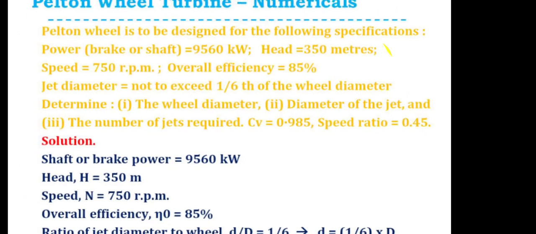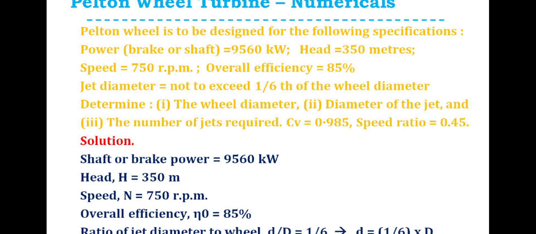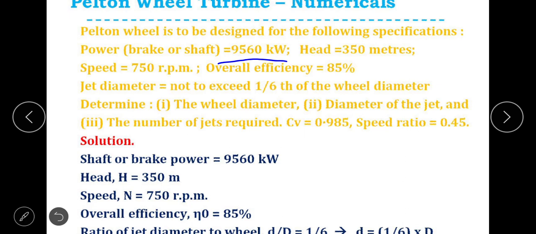So let us see one or two numerical problems. A Pelton wheel is to be designed for the following specifications. Power, within bracket it is given brake or shaft power of shaft, 9560 kilowatt, head 350 meters, speed 750 rpm, overall efficiency 85%.